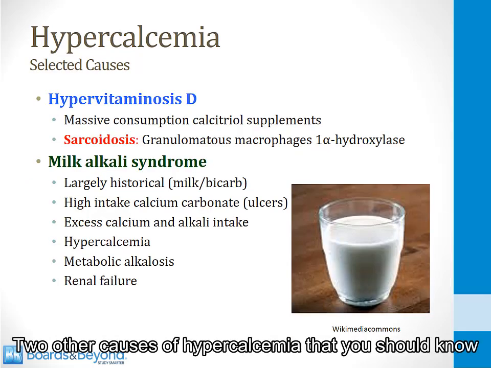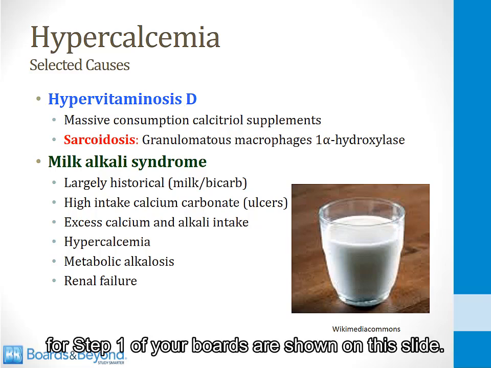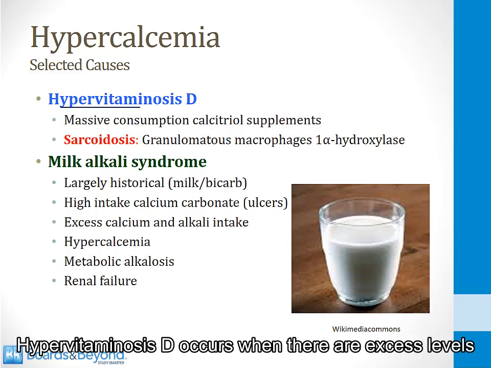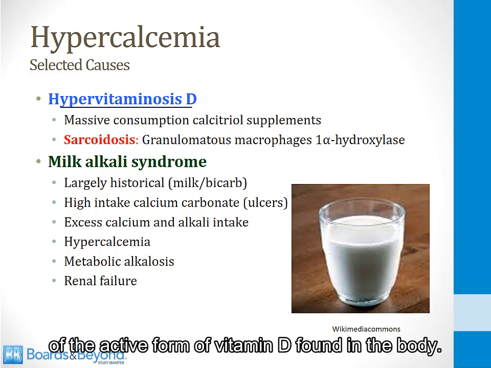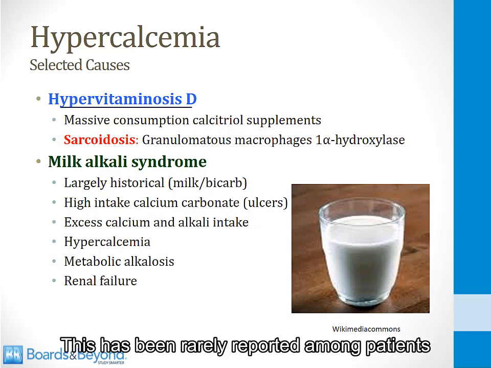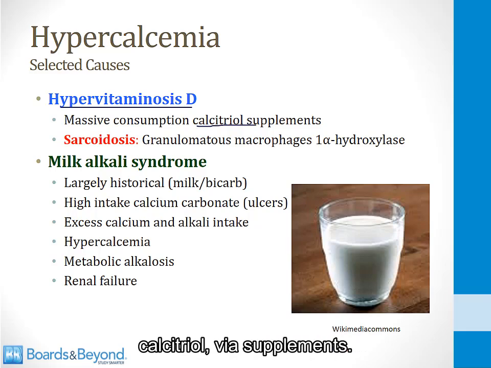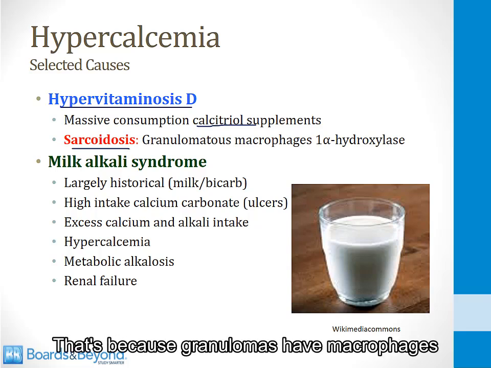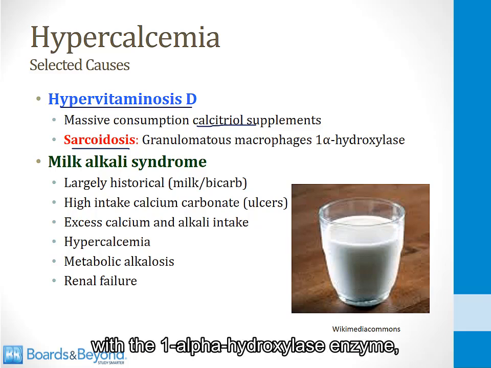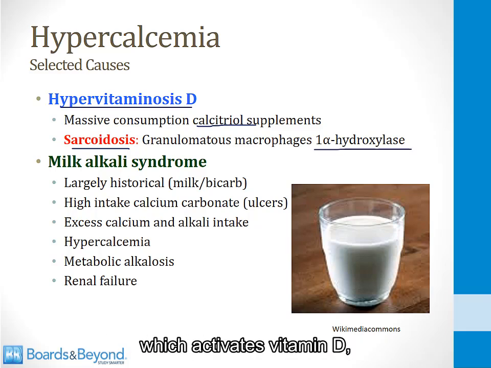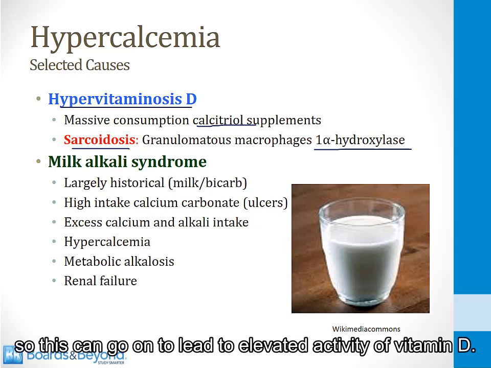Two other causes of hypercalcemia that you should know for Step 1 of your boards are shown on this slide. Hypervitaminosis D occurs when there are excess levels of the active form of vitamin D found in the body. This has been rarely reported among patients who consume massive amounts of the active form of vitamin D, calcitriol, via supplements. This can also occur in sarcoidosis. That's because granulomas have macrophages with the 1-alpha hydroxylase enzyme, which activates vitamin D. So this can go on to lead to elevated activity of vitamin D.